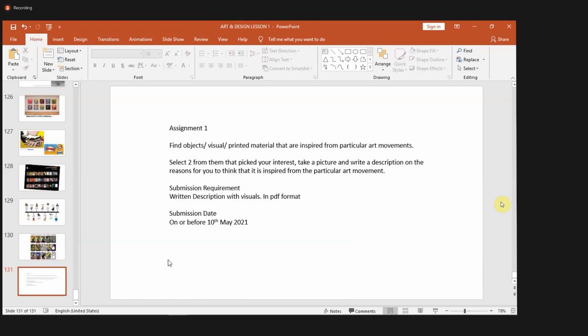It has used geometric shapes, the colors, lines, and the composition. Likewise, you have to write a description on that particular thing. So the submission is a written description with visuals. Put a picture of the object in a PDF. Send me before 10th May. Is that enough? I think 1 week. More than 1 week. So that is the assignment I'm giving you for the art movements.